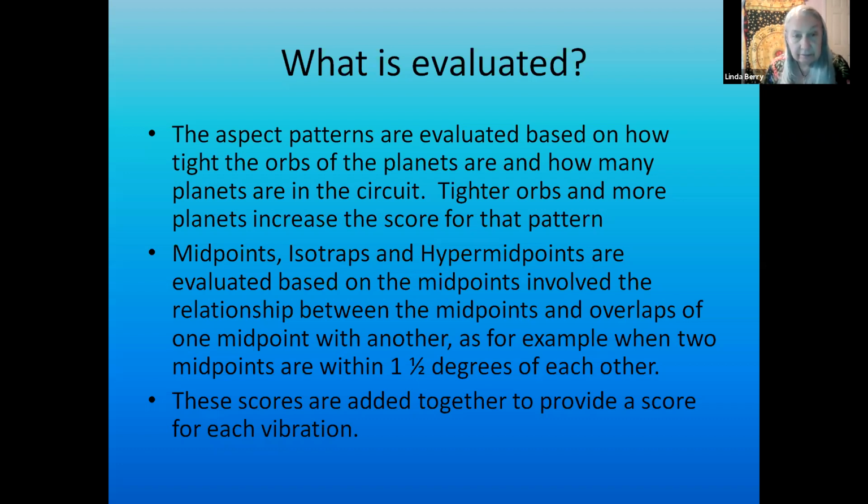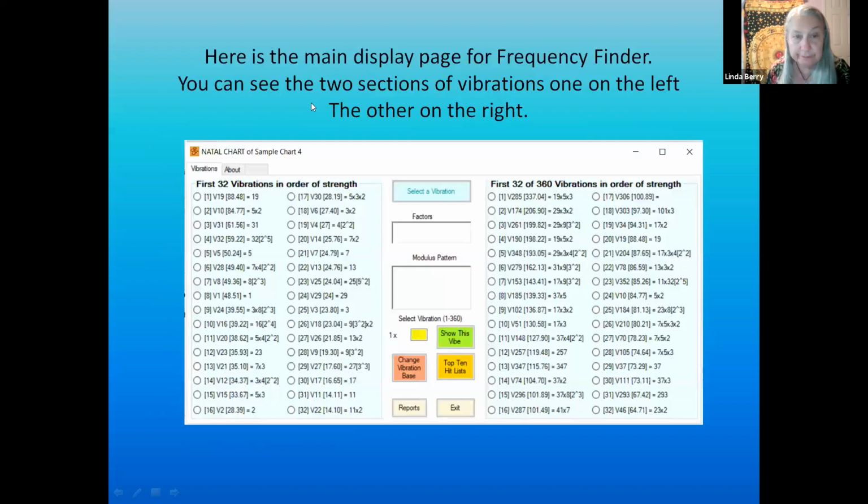Now, in addition to the aspect patterns, we also look at midpoints, isotraps, and hypermidpoints. And these are evaluated based on the midpoints involved, relationship between the midpoints, overlap from one midpoint to another, and usually we use a 1.5 degree orb, and that's what Frequency Finder uses. These scores are added together to provide a score for each evaluation. So here, as you can see, is the main display for Frequency Finder that we already looked at.